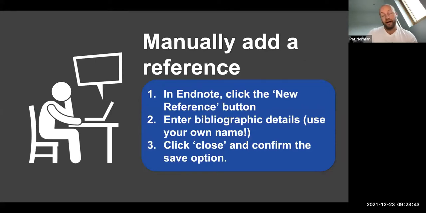So what I'll get you to do now is pause this video and then manually add a reference. So you need to go to EndNote and click the new reference button. So you can get that from the references menu at the very top of EndNote, or you can just click that little clipboard, enter the bibliographic details. You can use your own name if you like, and then click close and confirm the save option.